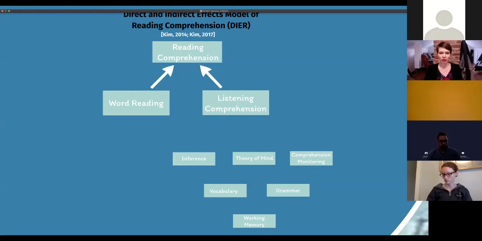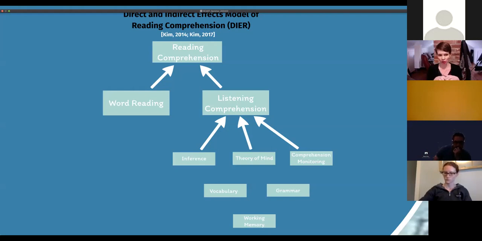So at the first level, we have inferencing ability, theory of mind, and comprehension monitoring. And all of these skills support listening comprehension. So inferencing refers to one's ability to either connect two pieces of information in text or a piece of information in text to our background knowledge, what we already know. Theory of mind also supports listening comprehension in relation to ability to understand characters' perspectives, motivations, goals, emotions, as well as the ability to understand author perspective.